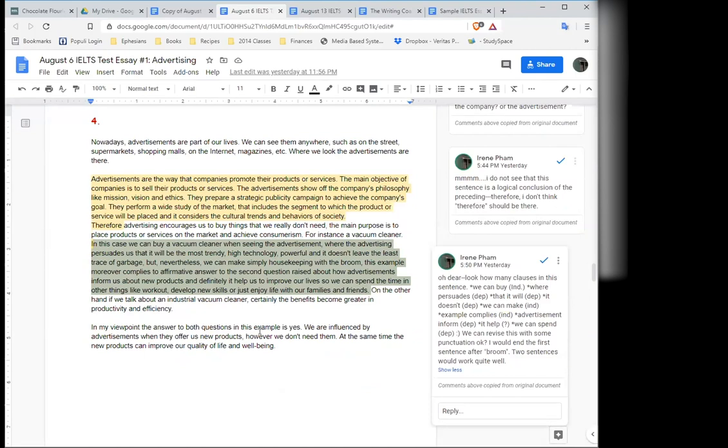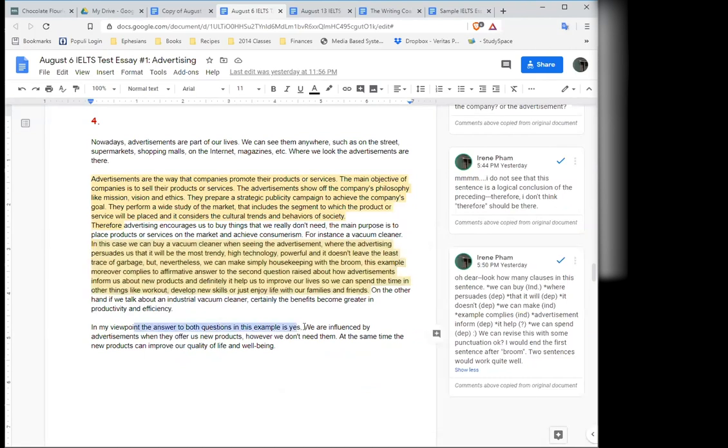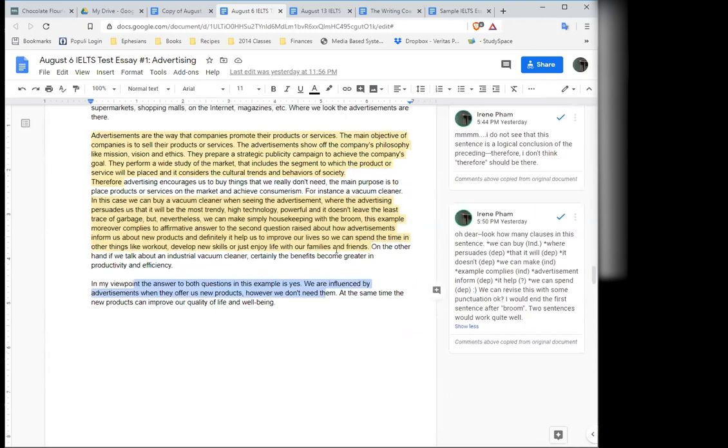In my viewpoint, the answer to both questions is yes. We are influenced, however, we don't need them. Yes, so you probably could get a good score on the task achievement because you wrote well, but for me, I would have a problem because you didn't really take a side. Like I said, it's difficult. Sometimes it's really difficult to take a side.